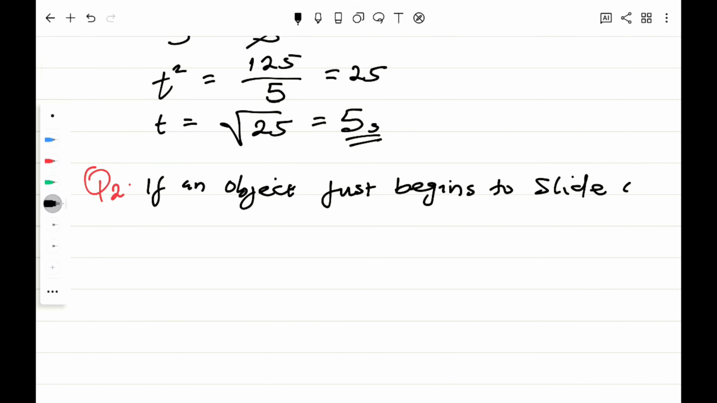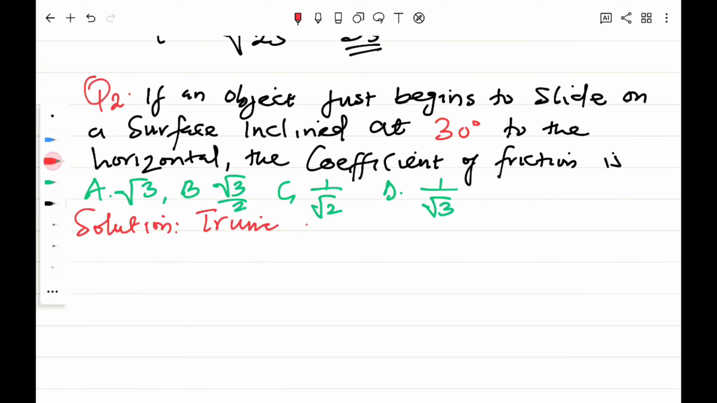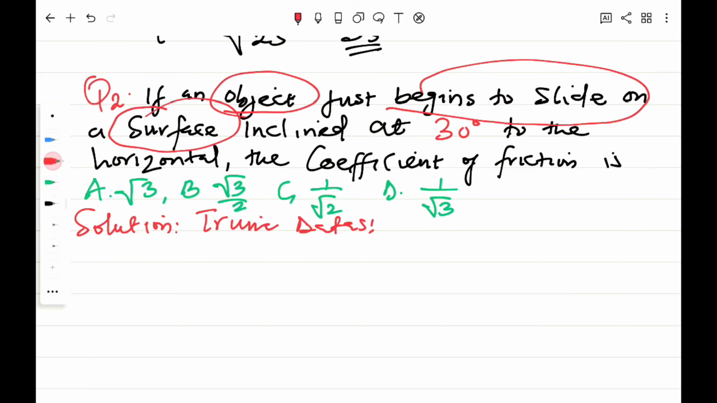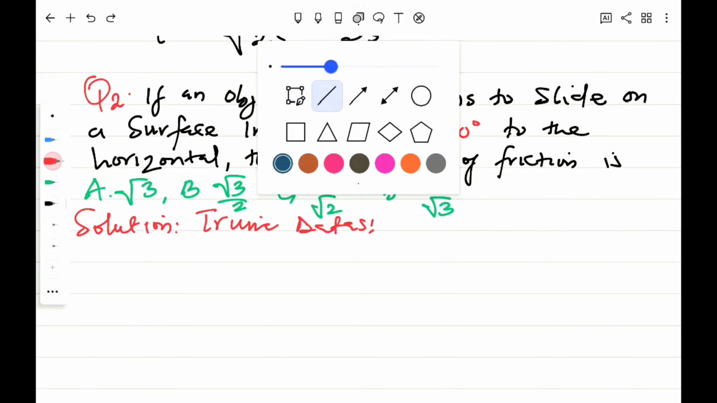Question 2. If an object just begins to slide on a surface inclined at 30 degrees to the horizontal, the coefficient of friction is given to be. So the components from this question: the object begins to slide on a surface inclined at an angle of 30 degrees. So you see that this has to do with a right angle triangle right here. So if we are going to depict that, then we're going to draw a diagram.